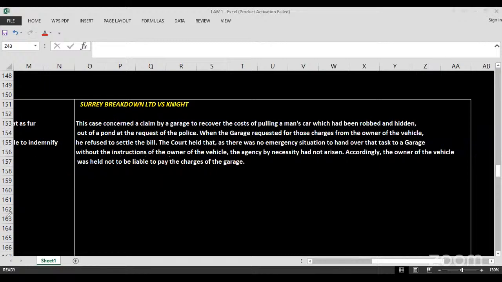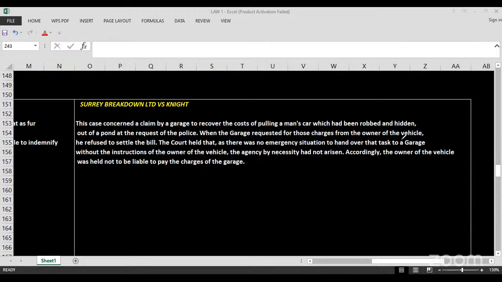Sorry, Breakdown Limited was not. This case concerned a claim by a garage to recover the cost of pulling a man's car, which had been robbed and hidden, out of a pond at the request of the police.